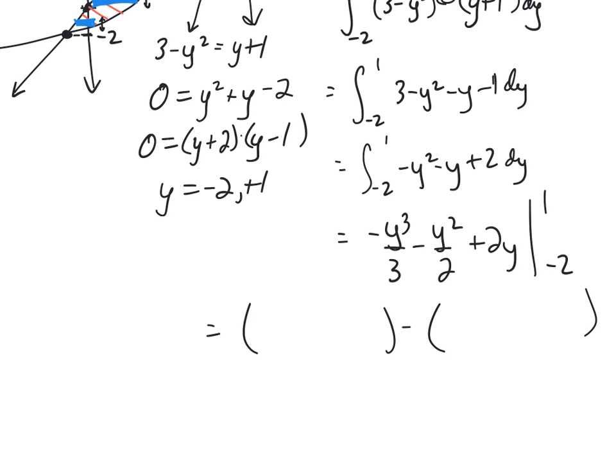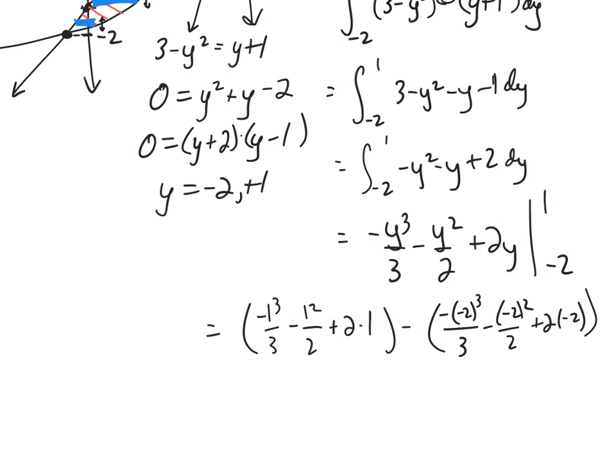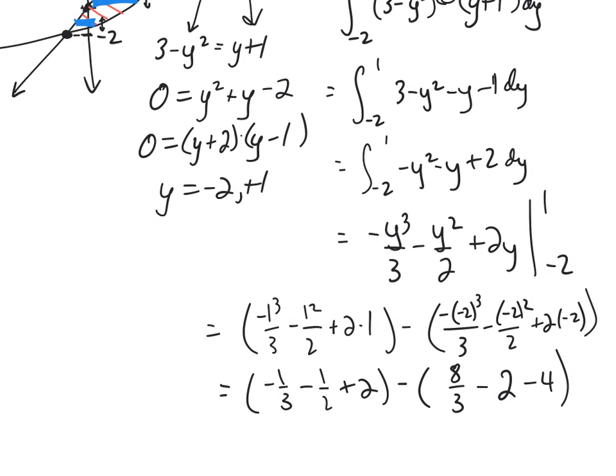So everywhere you see a y, put in 1. And now everywhere you see a y, put in -2. But again, please remember, whenever you put in a negative, wrap it in parentheses. So this will be the opposite of -2 cubed over 3 minus -2 squared over 2 plus 2 times -2. And then we just need our calculator to start doing math. Let's see, that's 3 negatives altogether, so that's +8/3. Let's see, that would be -2 squared over 2, so that would be -2, and 2 times -2 is -4.